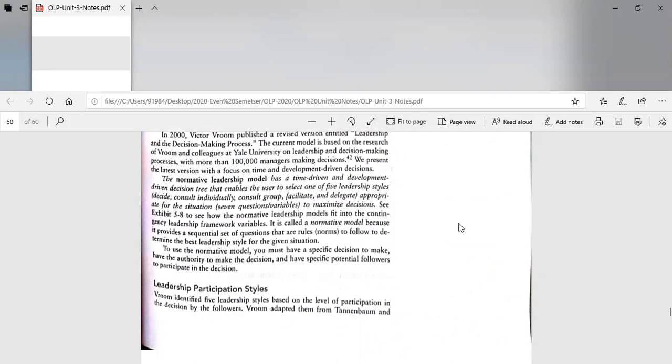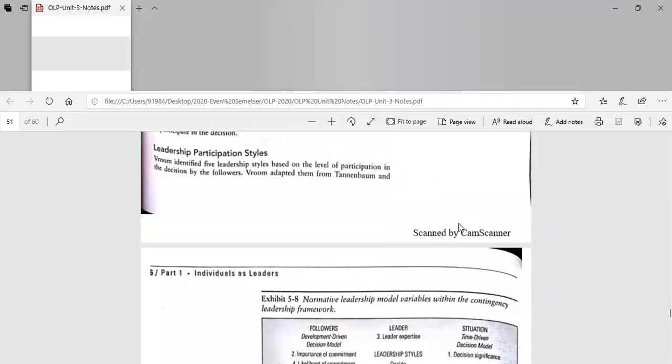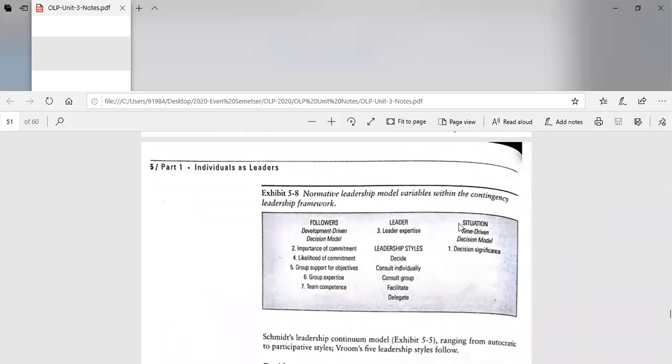to select one of 5 leadership styles, like decide, consult individually, consult group, facilitate, and delegate, appropriate for the situation. So for situations here, there are 7 questions or variables to maximize the decision. This we will see from the table now. Normative leadership model with the variables within the contingency leadership framework. So it can be followers, leader, and situation. 3 variables here, with the styles here as 5: decide, consult individually, consult group, facilitate, delegate.